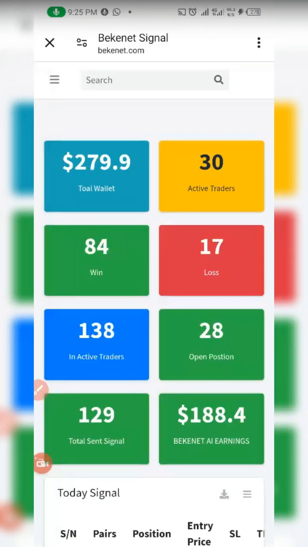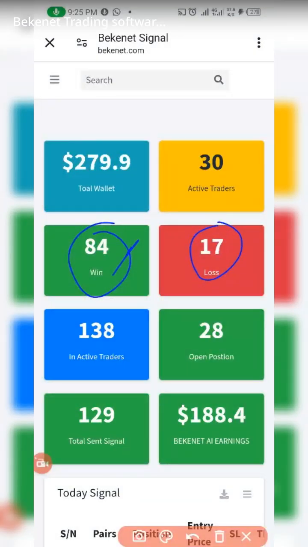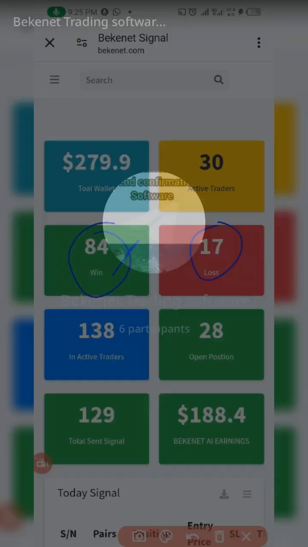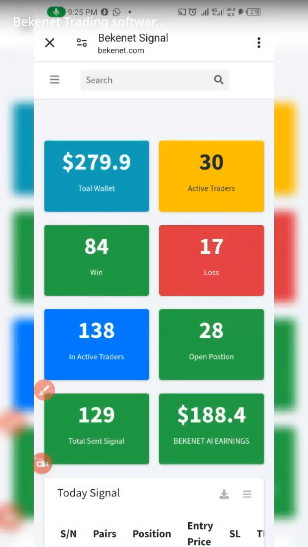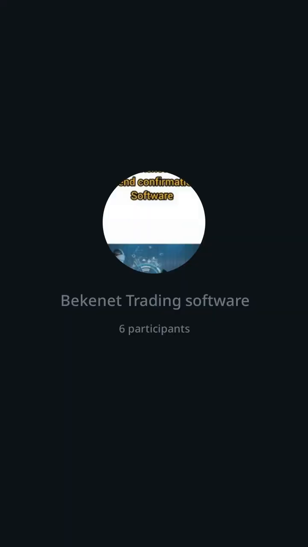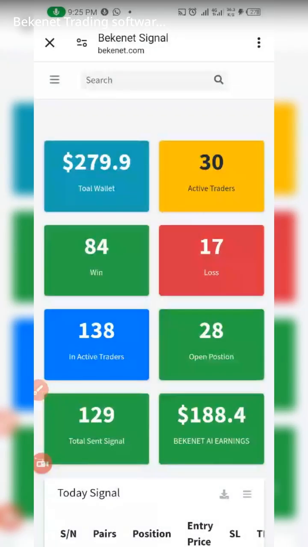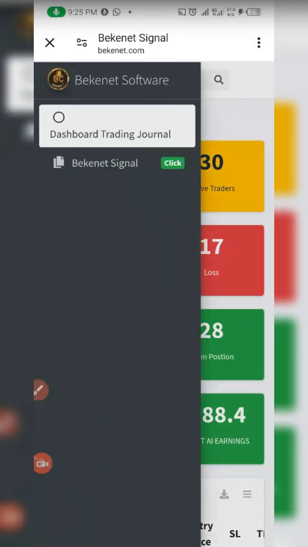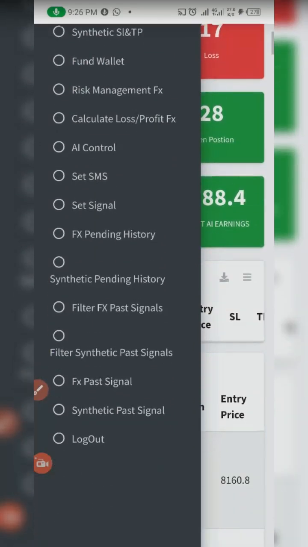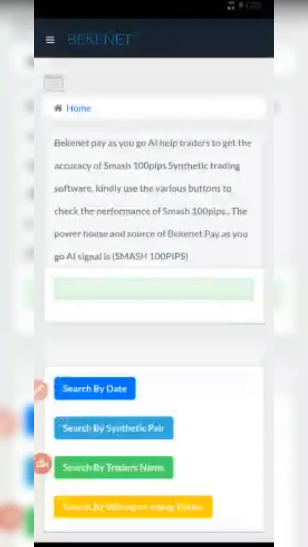Look at it, this is synthetic. We've won 84 trades. The total trade the Smash 100 has generated so far, we've won 84, we've lost 17 trades. Simple as ABCD. So this is the accuracy. So when I get a message that we want to know the accuracy of this software, I'll just tell you, go to the past history. You can come here and filter it out and check the winning rate for the week, for the day, for the month and all that.